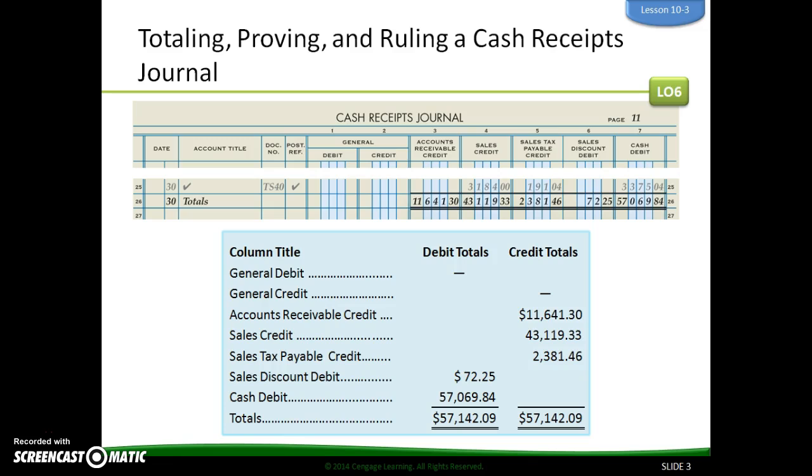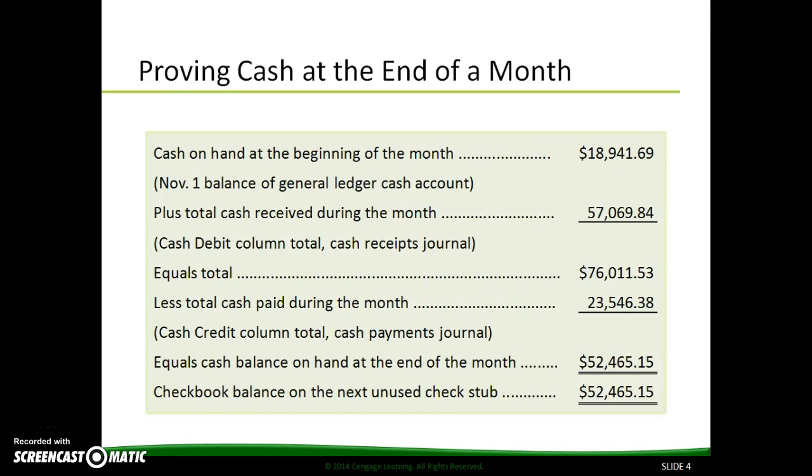So you can see our accounts receivable credit, our sales credit, our sales tax payable credit, and then we have that sales discount debit and our cash debit, and our debits total our credits, so we're in balance on our cash receipts journal.